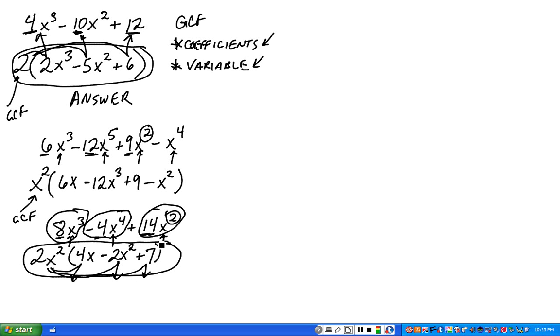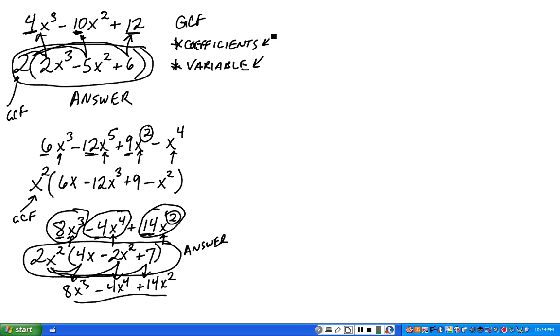Alright, if I wanted to check my answer, I just do the multiplication I have here, and I see that I would get what I started with. This was the original problem right here. So if what I factor can be multiplied to give me the original problem, then I'm on the right track. Okay. Alright. Now let's look at a couple other ways to pull out a GCF.